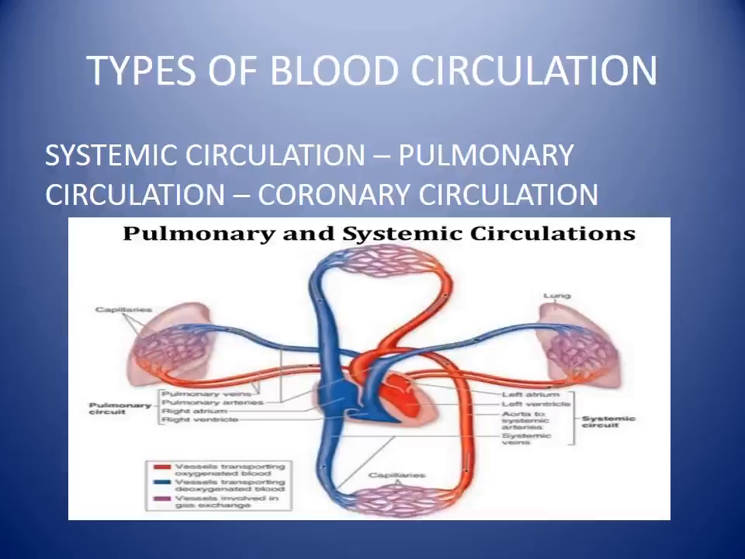What is systemic circulation? Circulation of oxygenated blood from the left ventricle of the heart to various organs of the body, and return of deoxygenated blood to the right atrium. Oxygenated blood from the lungs is supplied to all parts of the body, after which deoxygenated blood returns to the right atrium. It starts from the left ventricle.